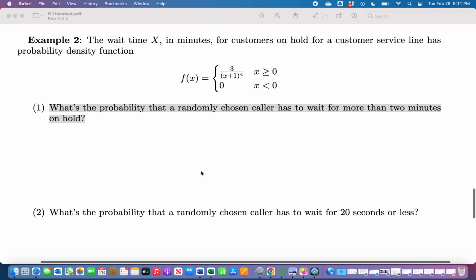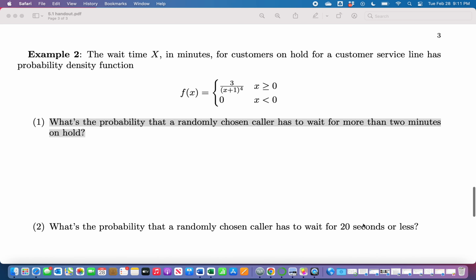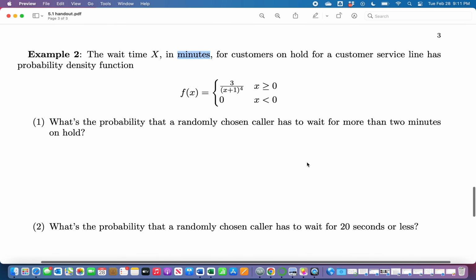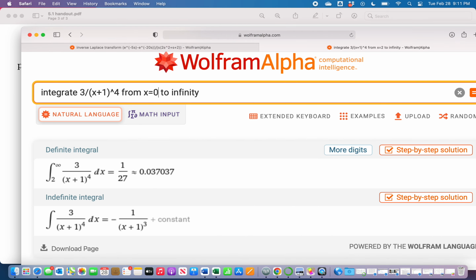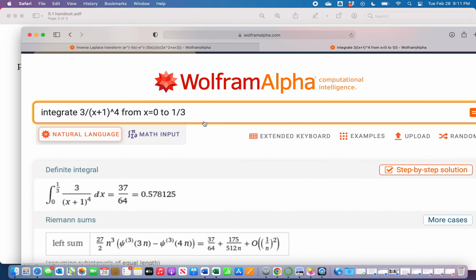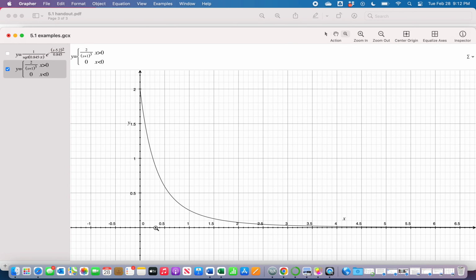Okay, what's the next question? Has to wait for 20 seconds or less. Okay, so now I'm getting cute. Always dangerous to use different units. So minutes, seconds. Okay, let's see if I can handle that. Now, when you're doing Wolfram here, you don't want to put a negative infinity here, because Wolfram doesn't know that you're doing a piecewise thing. It doesn't know that you actually want this to output 0 to the left of 0. So wait time starts at 0, and then 20 seconds. What's that, a third of a minute? Like that. So about 58% of the data is clustered here.